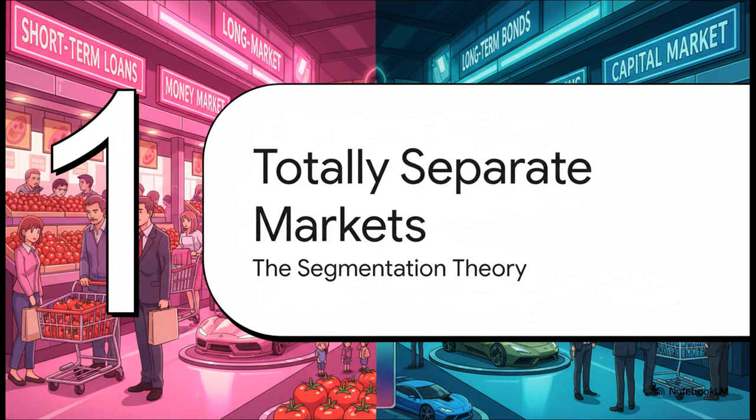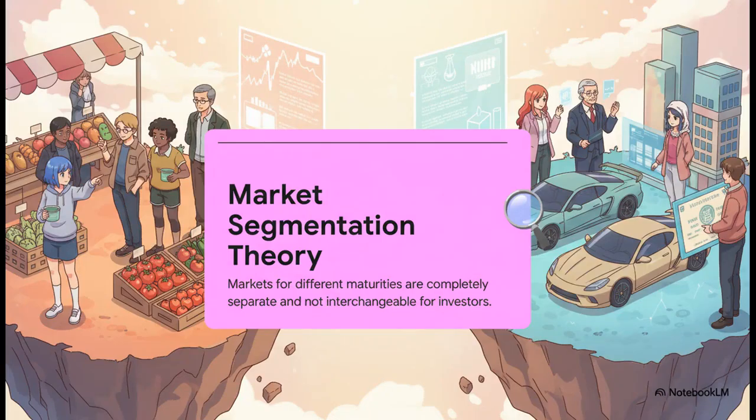Okay, so our first major clue to solving this puzzle comes from a pretty radical idea. It basically suggests that the markets for short-term borrowing and long-term borrowing are like two completely different worlds that barely even know each other exist. This idea is called the market segmentation theory, and its core assumption is that, for an investor, a short-term bond and a long-term bond just aren't interchangeable. They're not substitutes. An investor who needs their cash back in a year, well, they're just not going to even consider locking it up for 30 years, no matter how sweet the interest rate is. It's like they're playing in totally different sandboxes.